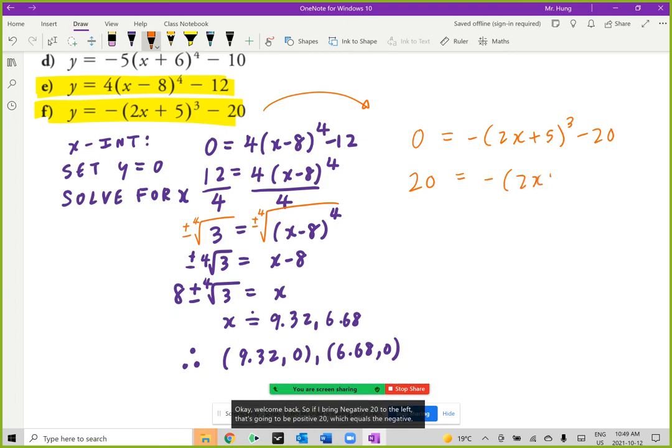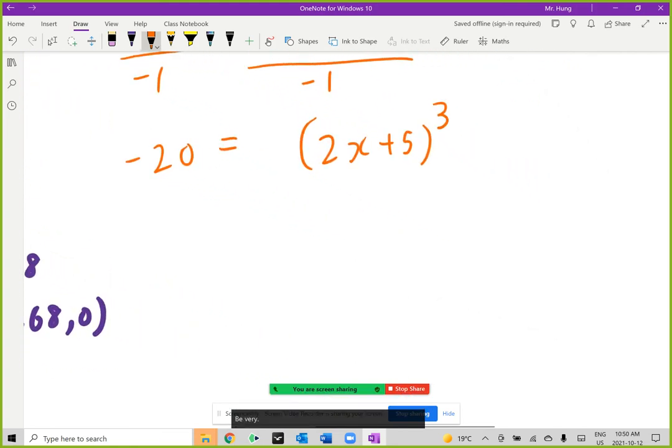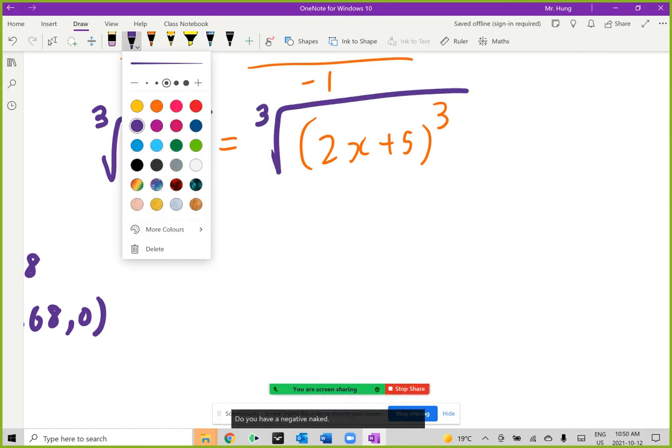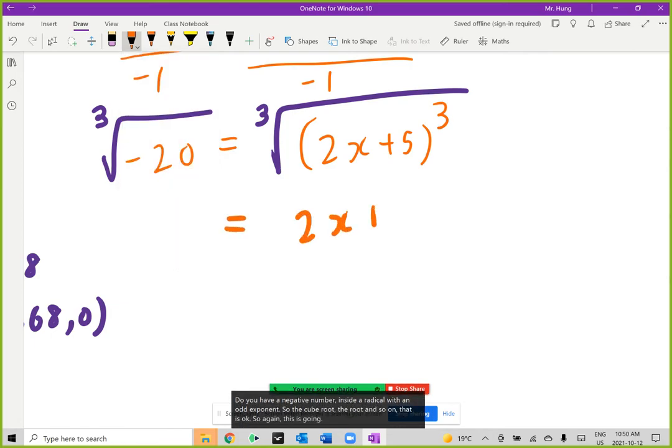negative 2x plus 5 in brackets to the power of 3. The opposite of multiplying by negative 1 is to divide by negative 1. So negative 20 equals (2x plus 5) to the power of 3. Now be very mindful here. Sometimes you're thinking there's no solution because I can't find the square root of a negative number. But you're not finding the square root. You're finding the cube root of a negative number. And it's okay to have a negative number inside a radical with an odd exponent. So the cube root, the fifth root, and so on, that is okay. So again, this is going to be 2x plus 5, which equals the cube root of negative 20.